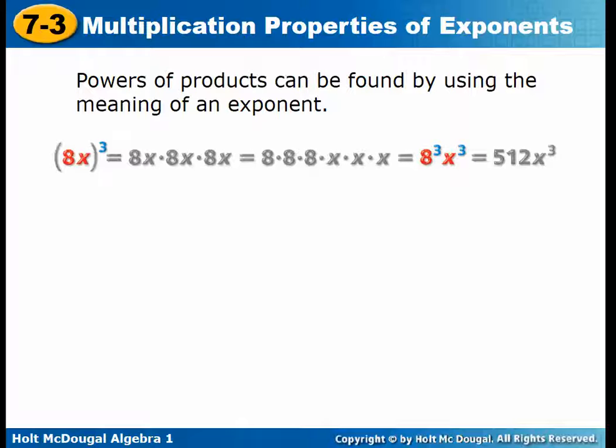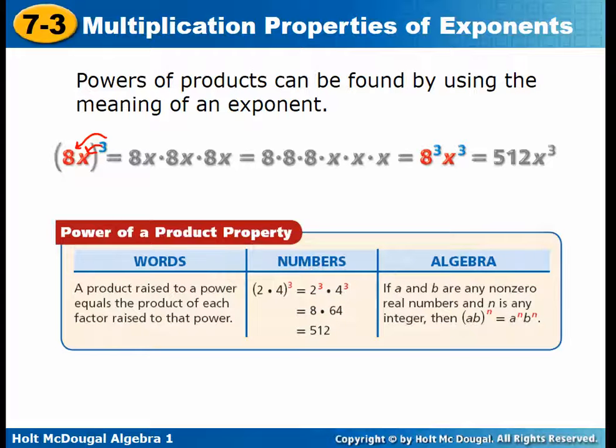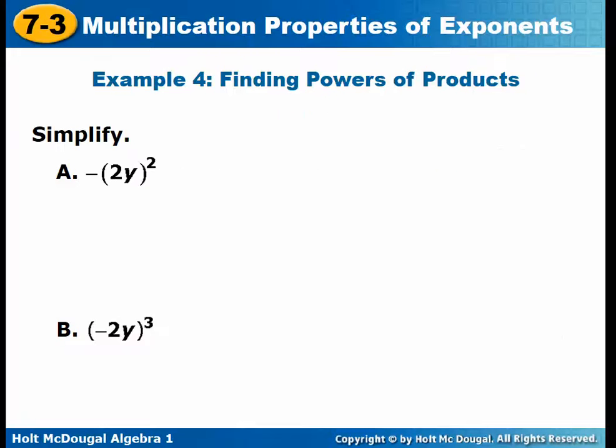All right, and here's our last rule for the day. If you have two things being multiplied and they're both being raised to the 3rd power, or any power, you can write out what that means, which is 8x times 8x times 8x, and then put your 8's together and your x's together, 8 to the 3rd times x to the 3rd. So the rule is that you apply the power to both of the factors in the parentheses. Each factor will be raised to that power.